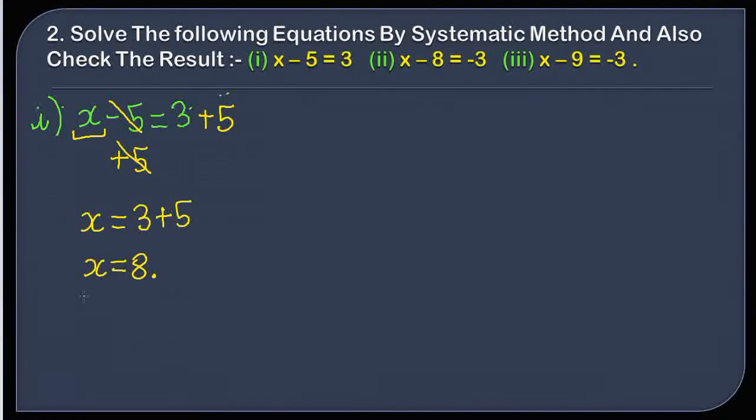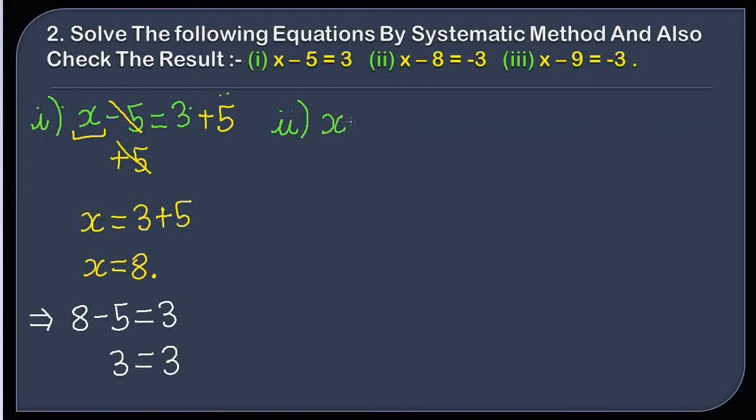Now we have to verify that the answer is correct. So, 8 minus 5 must equal 3. And yes, 3 is equal to 3. So we have verified and found the value of x. Okay, second part.